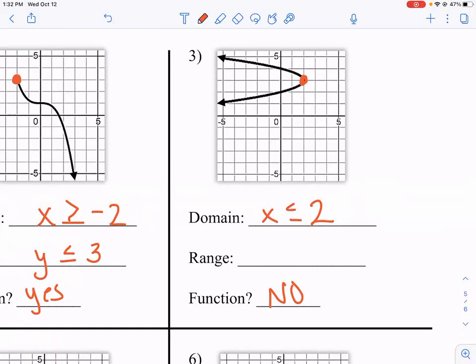Okay, now how about our range? Please keep in mind that this graph is going to keep going. One's going up and one's going down. So from bottom to top, is there ever going to be a place where we don't have anything? So our range is all real numbers because that thing's just going to keep going.